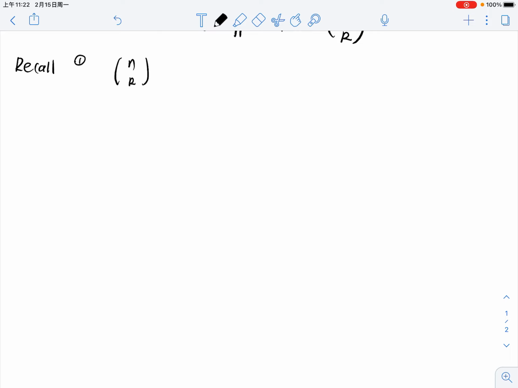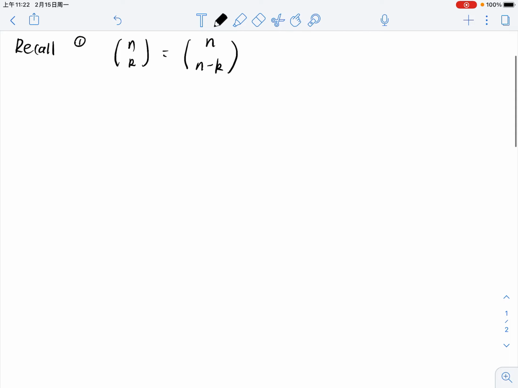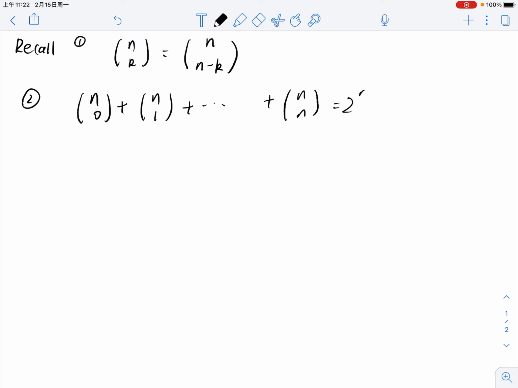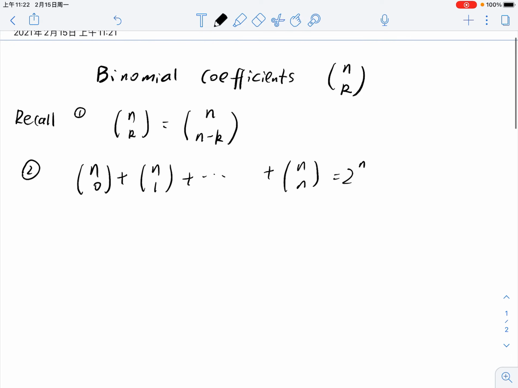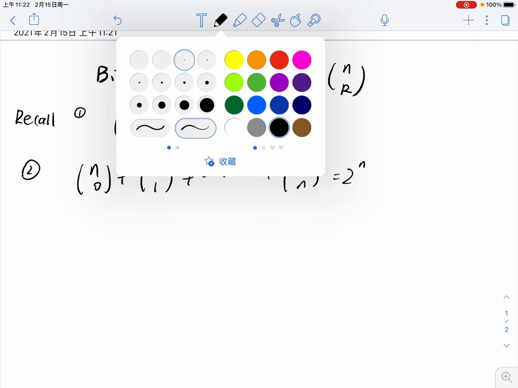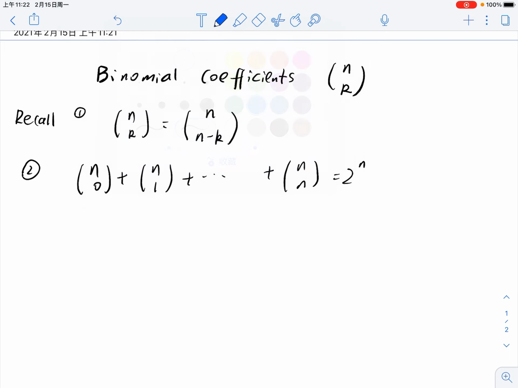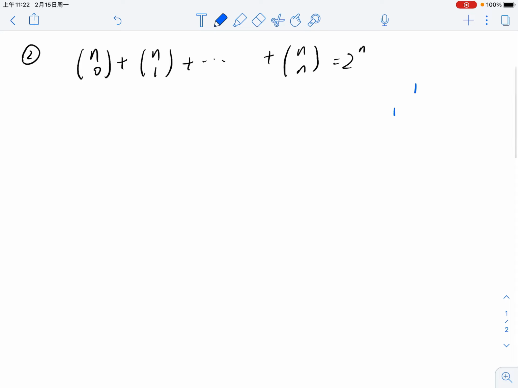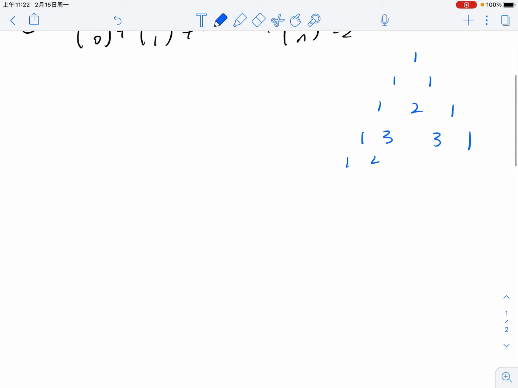The first one is a kind of symmetric property. You can also see this from the Pascal triangle. And the second one is that the total summation is 2^n. Or if you write down the Pascal triangle, the summation of the numbers in the same line gives you the powers of 2.